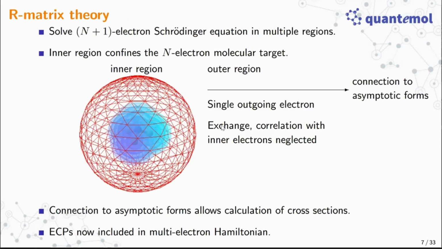So just quickly on R matrix theory, this is the general slide that I show on this. The main thing that needs to be taken from this is that in the R matrix method, you're solving an n+1 electron Schrodinger equation for an n electron target and an impacting electron. You have a Hamiltonian and a wave function in these different regions. The work has been to modify the Hamiltonian so that it includes an ECP and modify the wave function so that it can account for valence only electrons, all electrons minus the ones that you've taken care of with the ECP. So ECPs are now included in the multi-electron Hamiltonian within the R matrix method.